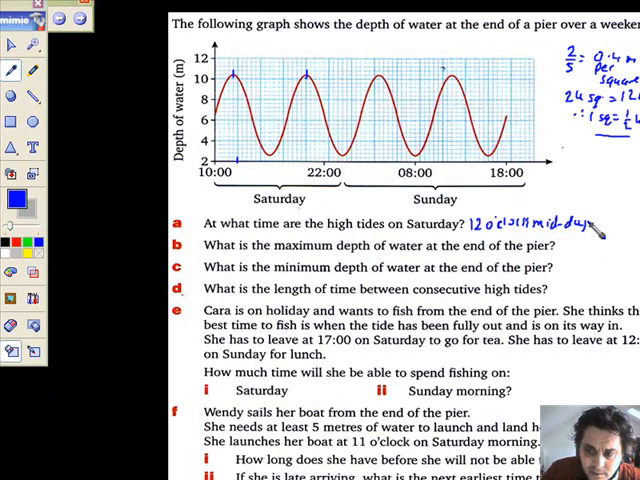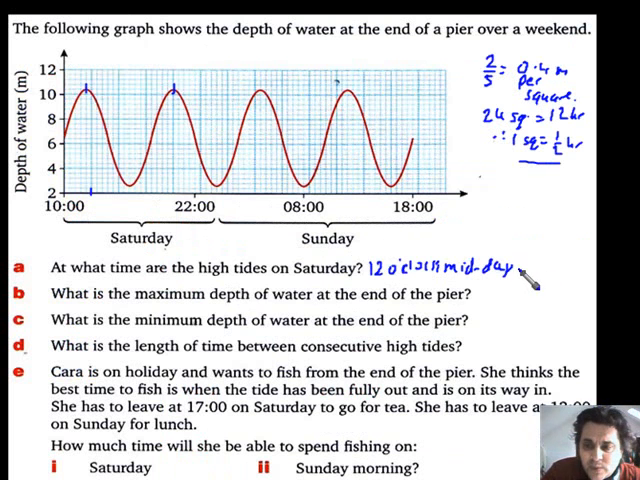Midday. And this other one's going to be 4 little squares before 10 o'clock at night, which is 2 hours before, so that's going to be 2000 hours. In other words, 8 p.m. Is that alright? What is the maximum depth of water at the end of the pier?